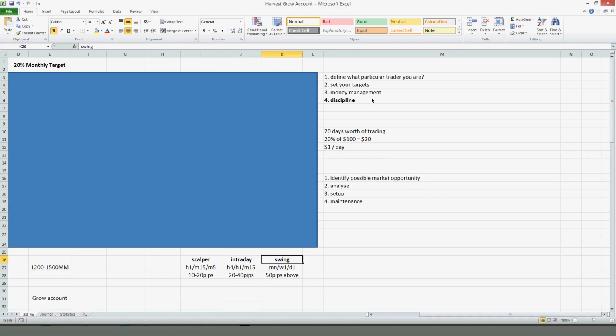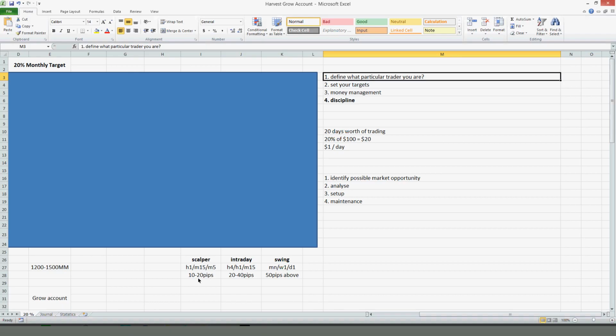Now, let's say, for example, this is my own plan, this is how I do my trading. I define myself as a scalper because I don't like waiting, and I'm not a very patient person, so I'm more on the high speed end of things. So I will go for the lower time frame, for example.